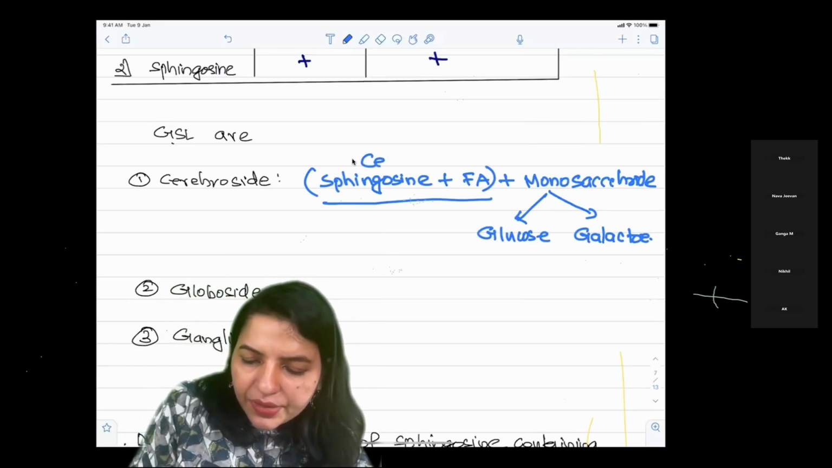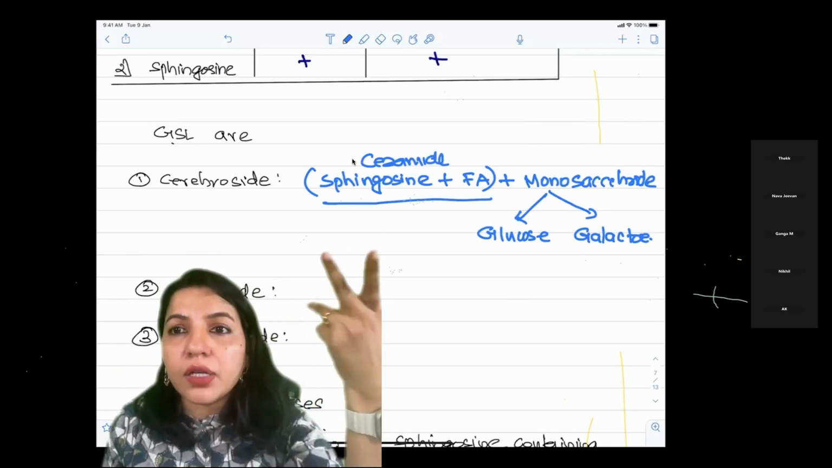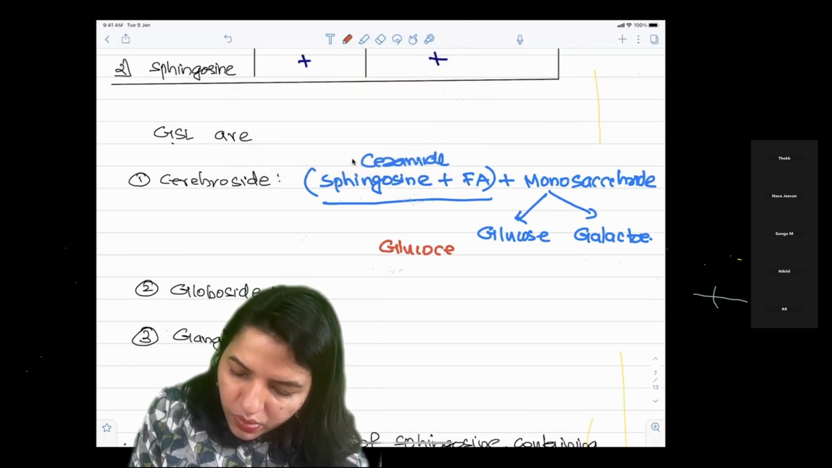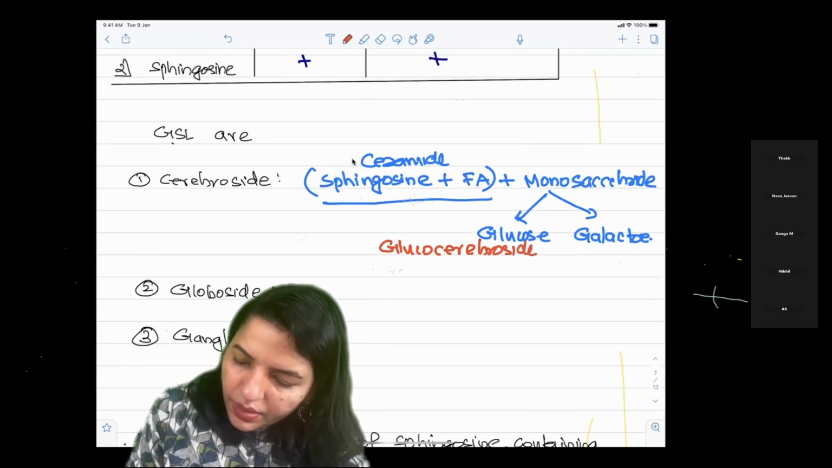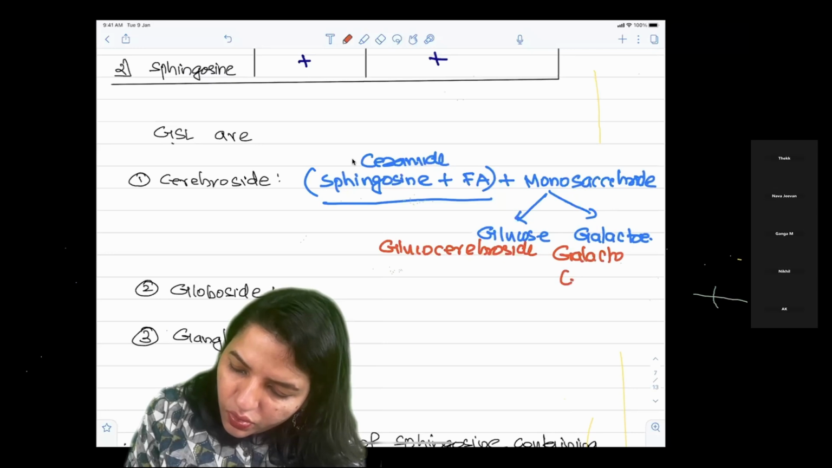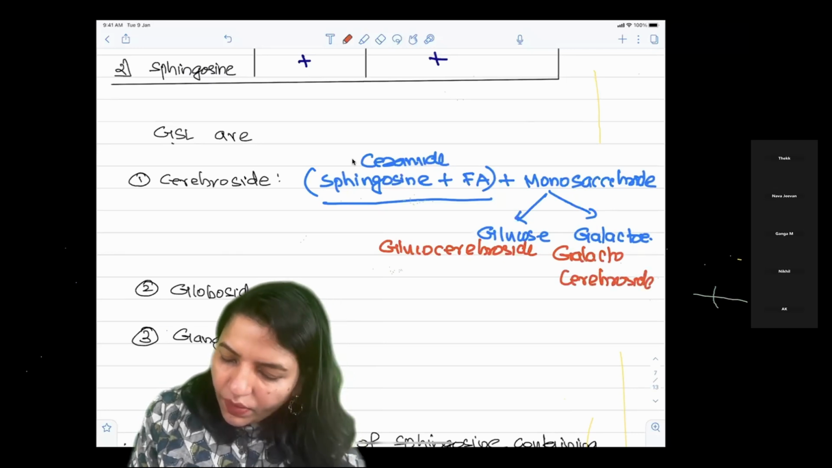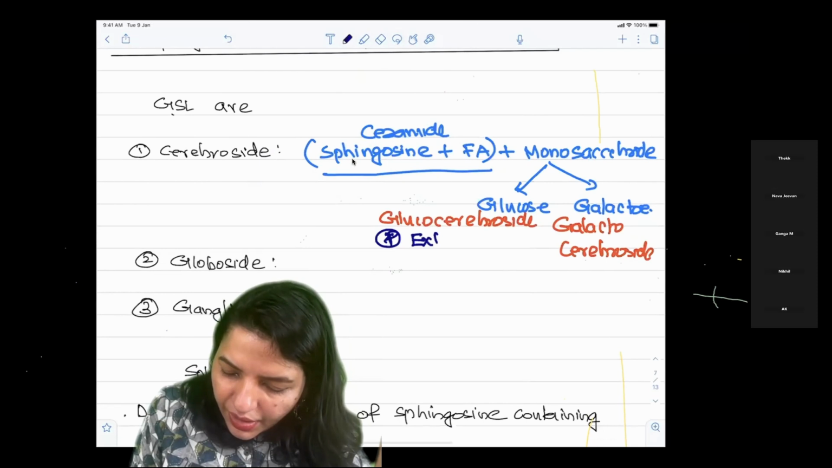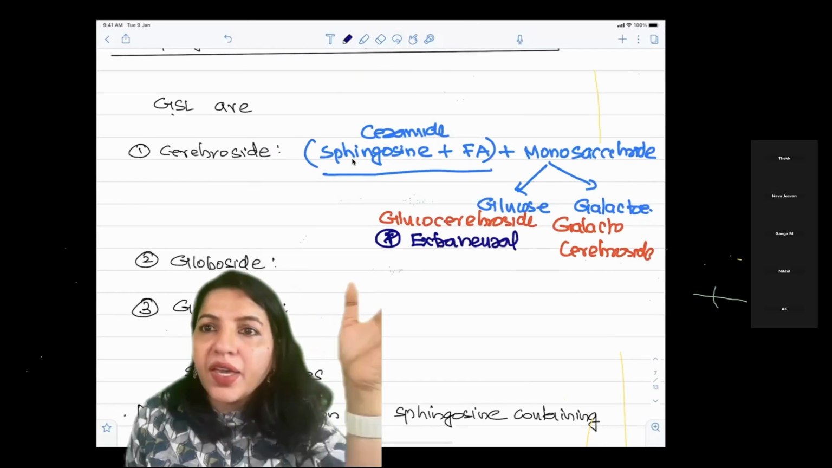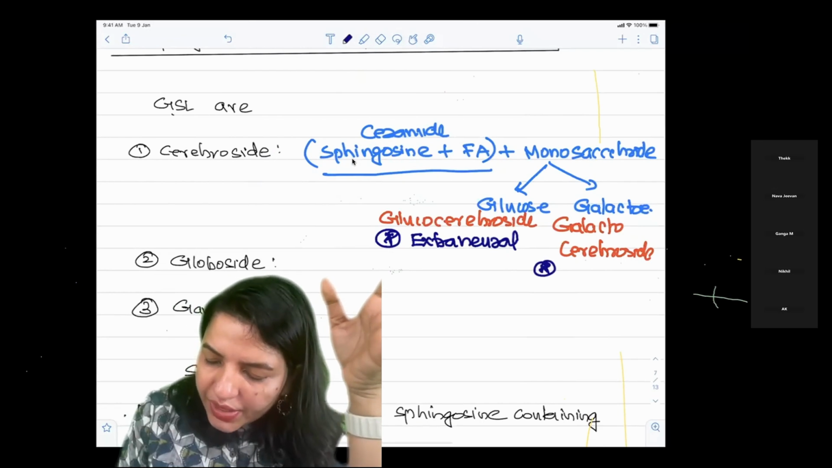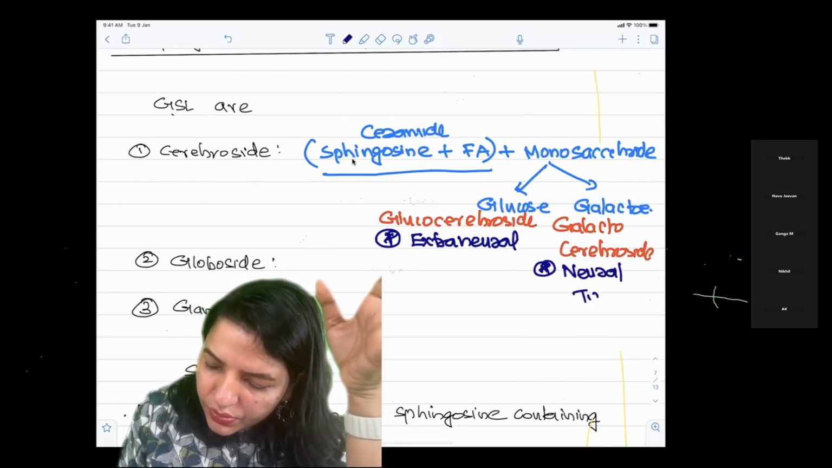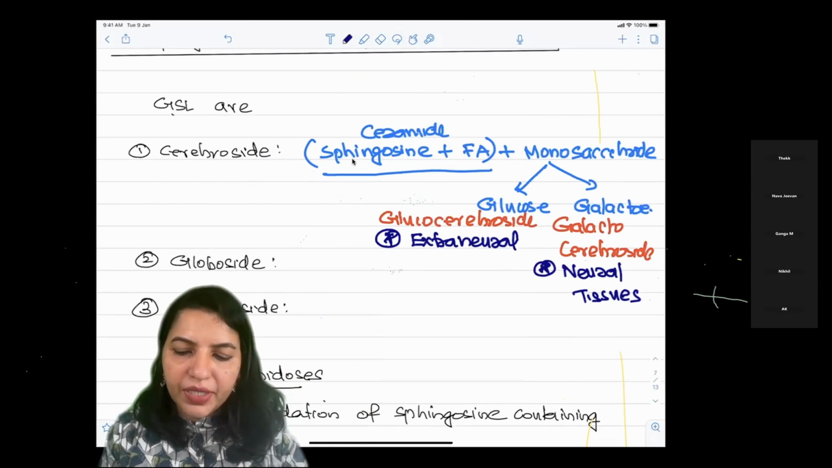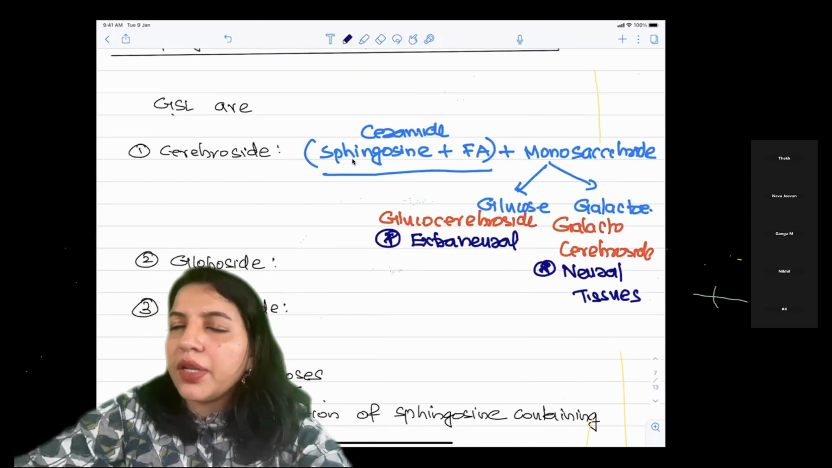Yes, ceramide. So ceramide plus a glucose is what we call glucocerebroside, and this is galactocerebroside. Now I'll tell you something about this. Glucocerebroside is present in the extraneural tissues, whereas galactocerebroside is present in the neural tissues. Extraneural and neural. I will ask about this later. Now, who will tell me? I'm asking you, where is galactocerebroside present, neural or extraneural?